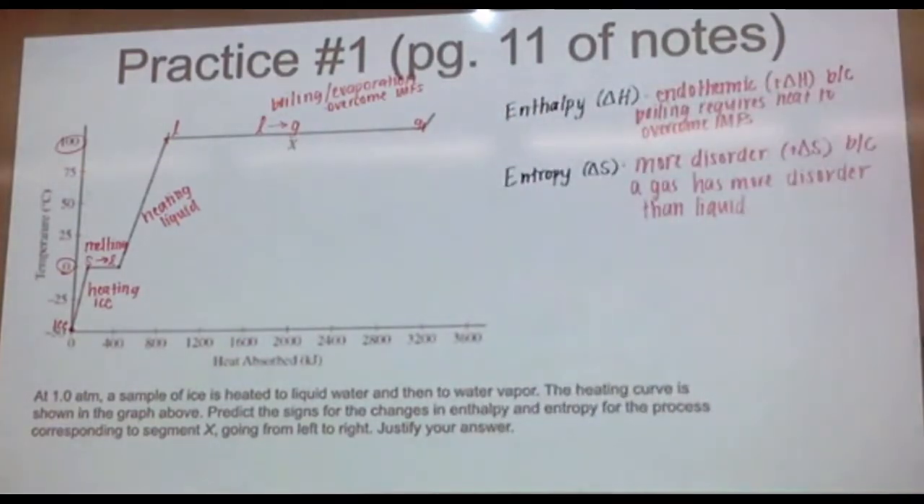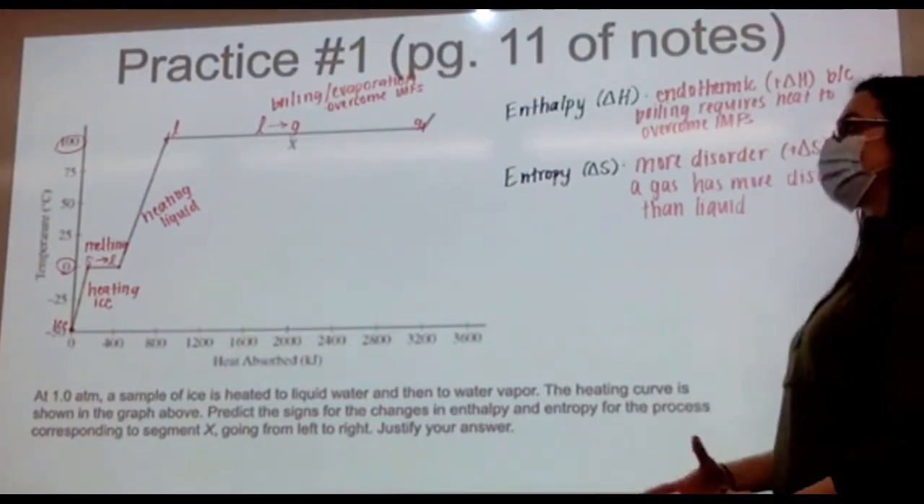So that was just looking at predicting the signs. This was part of a free response question, where you're just predicting the signs for each. Enthalpy, delta H, is exo or endothermic. Entropy, delta S, is more disorder or more order. So that's what you're looking for when you're predicting the signs.